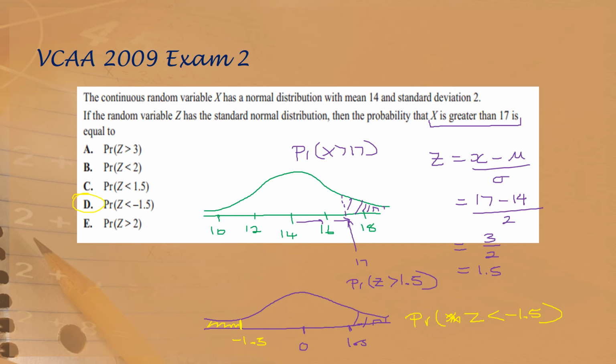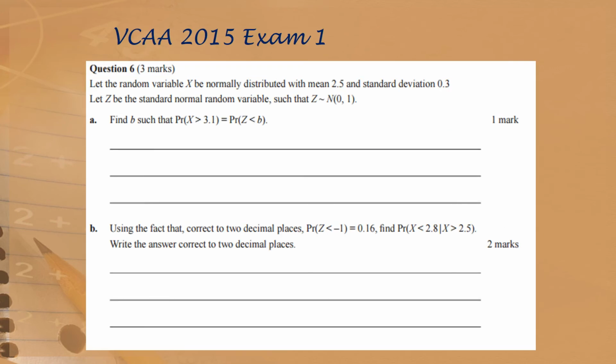Let's look at our last example for today. So this was in exam 1, no calculator, no notes, no formulas. We have a random variable that is normally distributed with a mean of 2.5 and a standard deviation of 0.3, and z is our standard normal distribution. We want to find the value of b so that these two probabilities are equal.